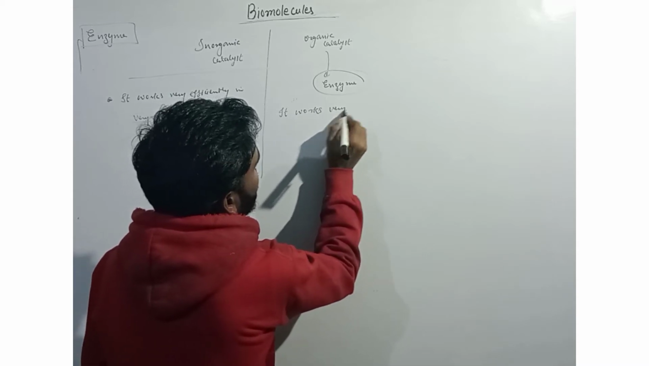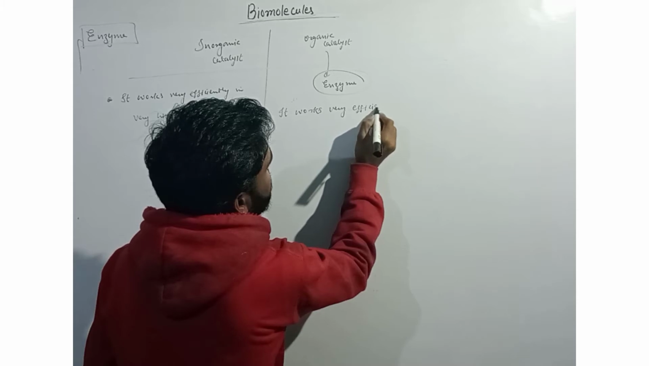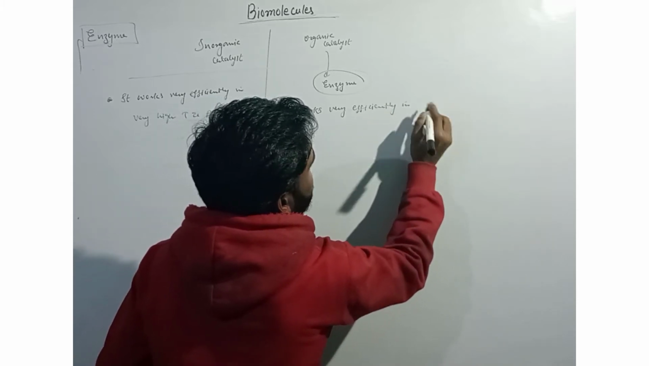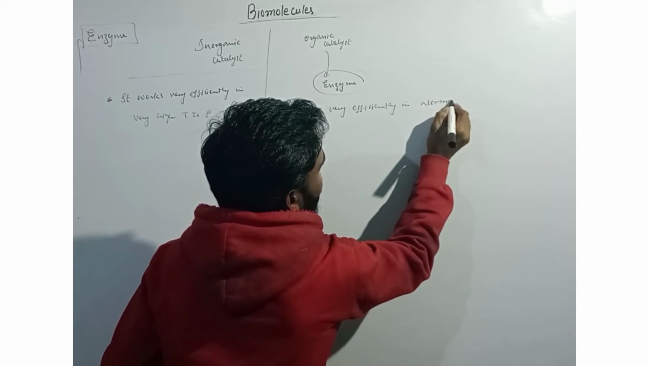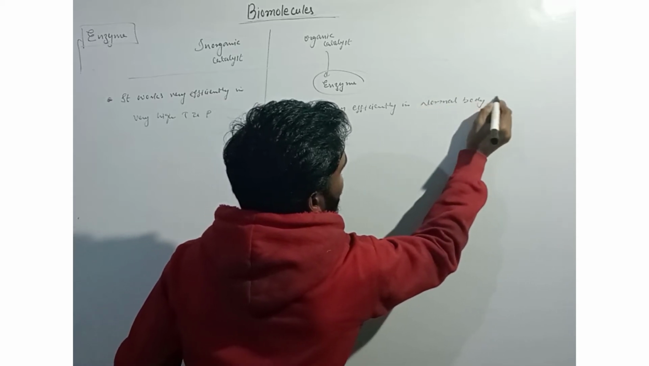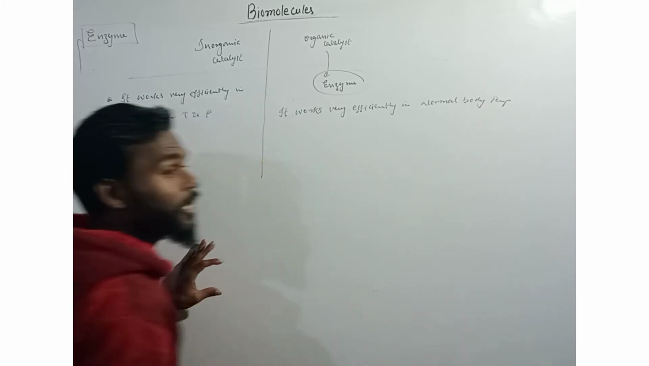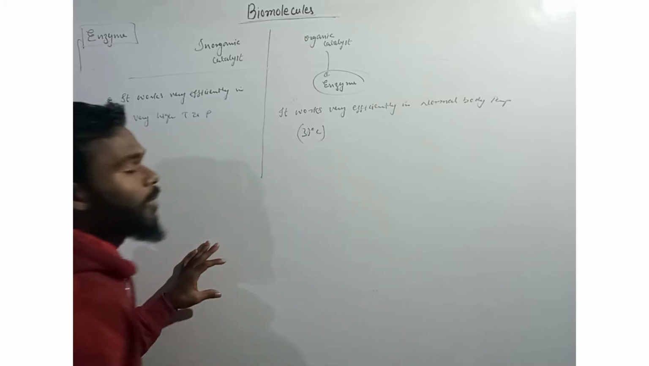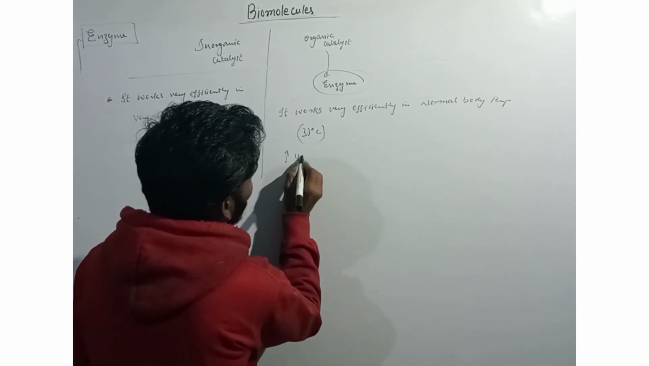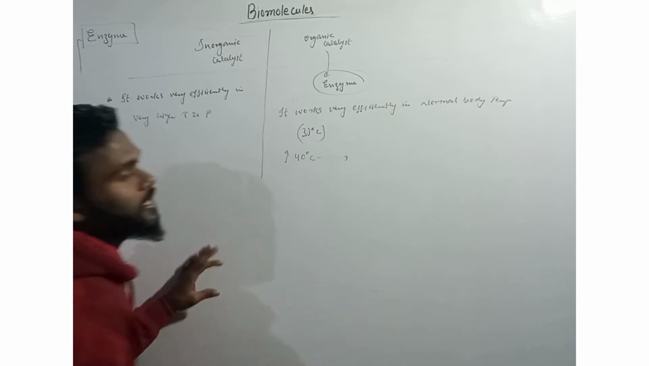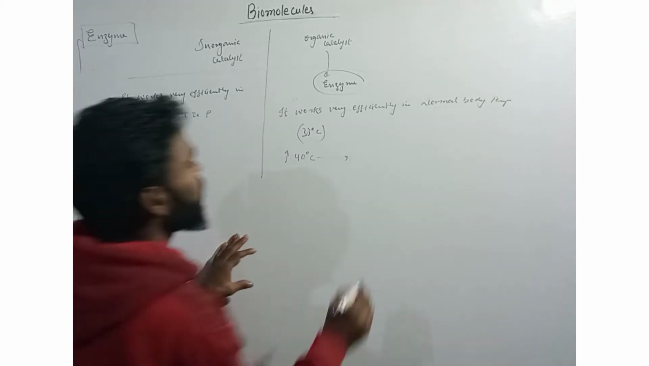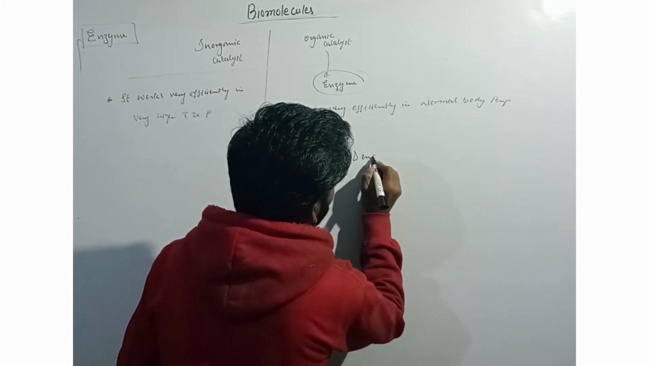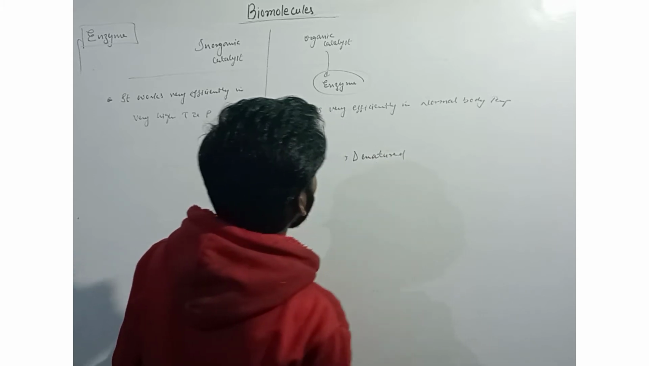But when talking about an organic catalyst, it works very efficiently at normal body temperature. I'm talking about a human, that is 37 degrees Celsius. But when we increase the temperature to more than 40 degrees Celsius, the enzymes will denature.